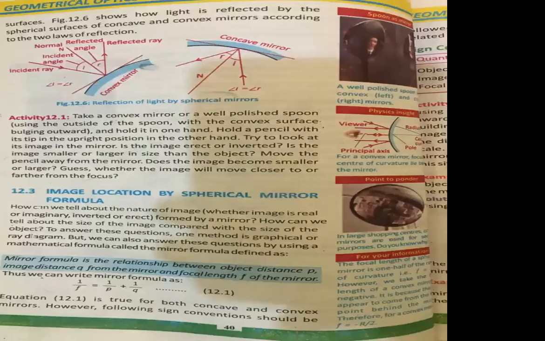So we discussed image location by the spherical mirror formula. We discussed this formula, which is called the mirror formula, and it is the relation between object distance, which is p, image distance q, and focal length f. So 1 over f is equal to 1 over p plus 1 over q. This formula is called the mirror formula.